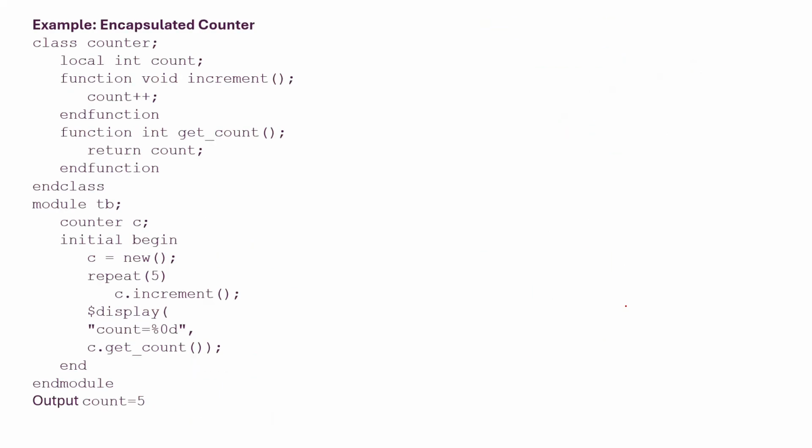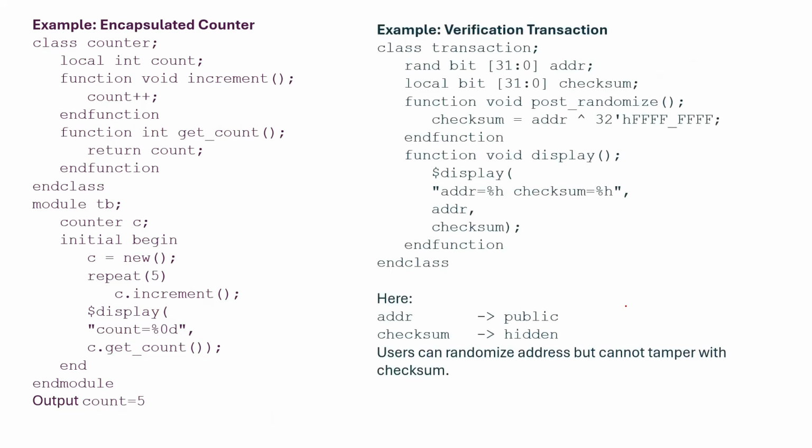So same thing: counter, encapsulation, counter, local thing. You can use the increment counter in your method. Then verification transaction, like transaction, I'm using that. So local checksum, I'm checking the error. Yes, checksum. And then function void randomize here and assigning the address to that.